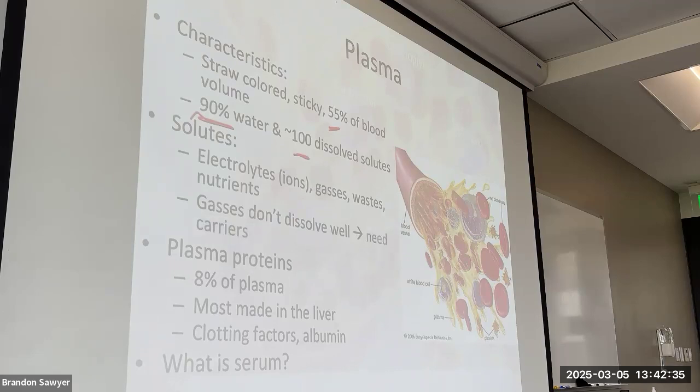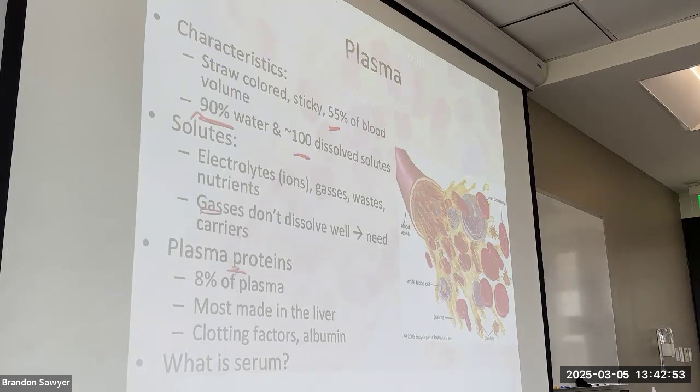Gases don't dissolve well in water, and so we typically have special carriers for gases, okay? Like our red blood cells. Those are our special carriers for oxygen. We have a special way that we carry CO2. We'll talk about that when we get to the respiratory system.